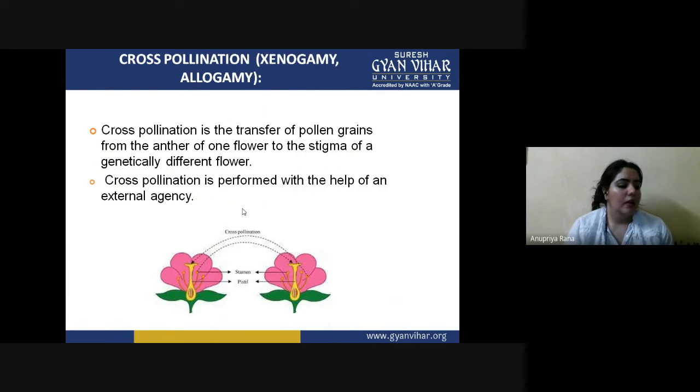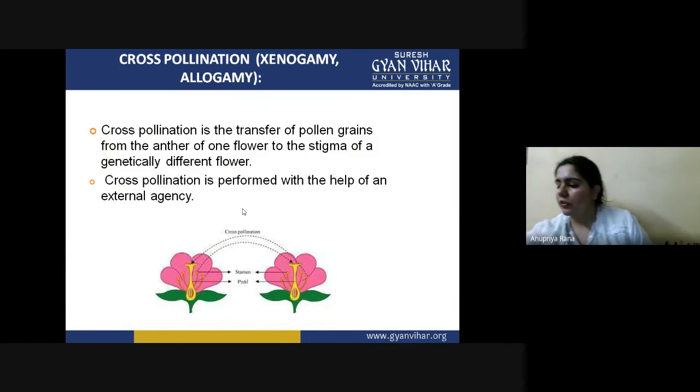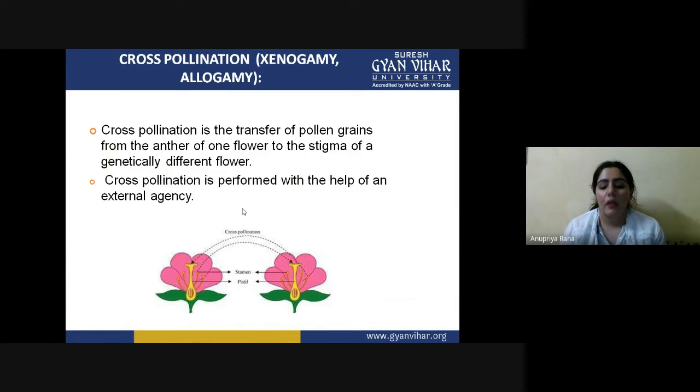Next here, the cross pollination. Cross pollination is also very important, and it has a huge role to play in pollination. When we are talking about cross pollination, it is the transfer of pollen grain from the anther of a flower to the stigma of a genetically different flower. This is a key term you have to remember. When the pollen grain is transferred from one flower to another flower, that other flower should be genetically different. They cannot be genetically similar.